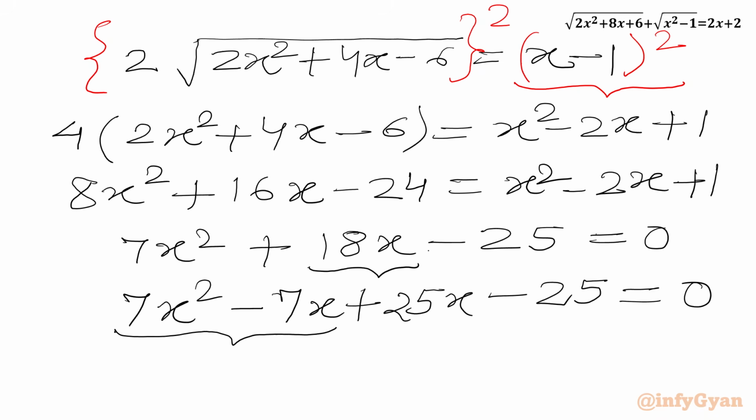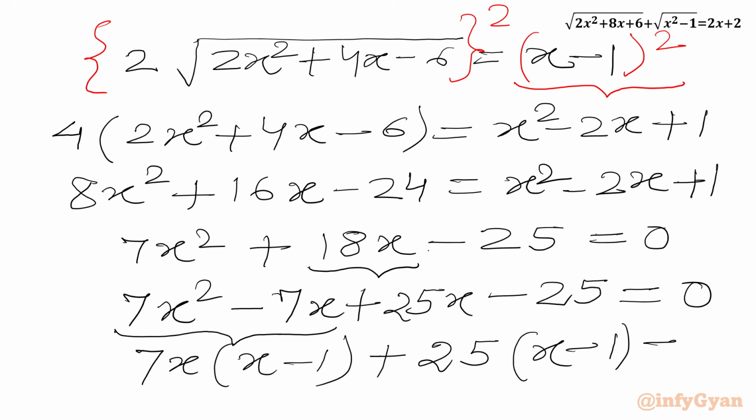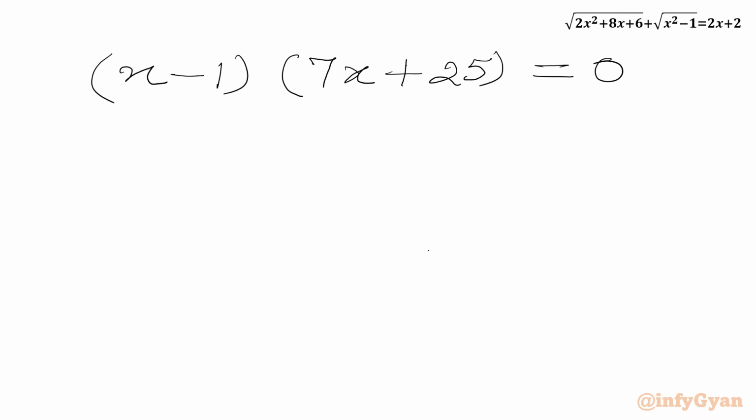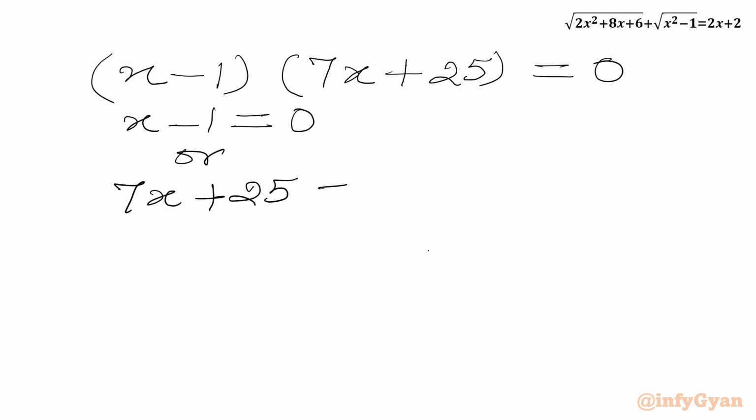Now from the first two terms we can take 7x common. So in the bracket there will be x minus 1. Here we'll take 25 common. We'll write x minus 1 in the bracket equal to 0. Now we'll take x minus 1 common over all. So we will get x minus 1 times 7x plus 25 equal to 0. Again we have to use the product 0 rule. So we'll write either x minus 1 equal to 0 or 7x plus 25 equal to 0.